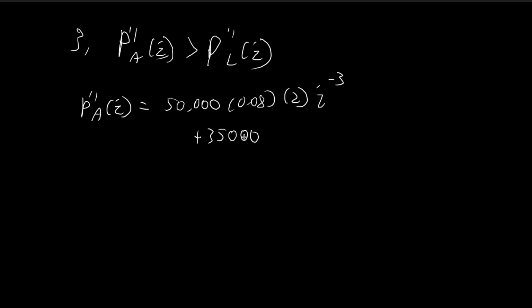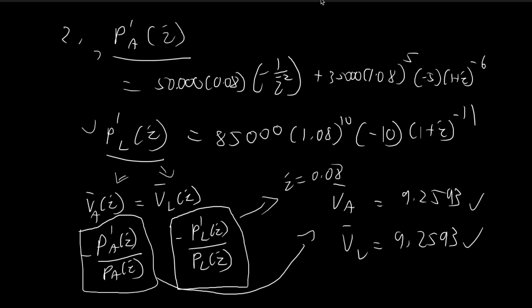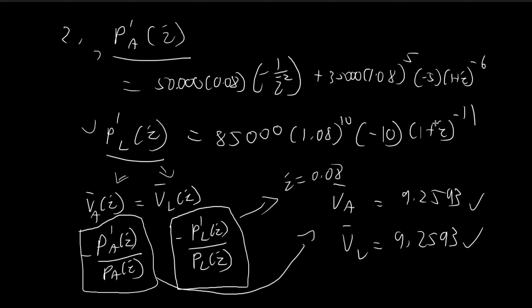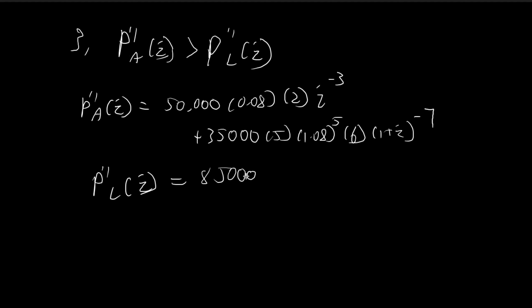$35,000, and then times 5, 1.08 to the power of 5, and then this 6 goes down here, and it cancels out with this negative sign here, so we have 6, 1 plus I to the power of negative 7. And we do the exact same thing for the liability again. So it's really just pulling the negative 11 down here and then changing this to negative 12. So we have 85,000 times 10 times 11 times 1.08 to the power of 10, 1 plus I to the power of negative 12.